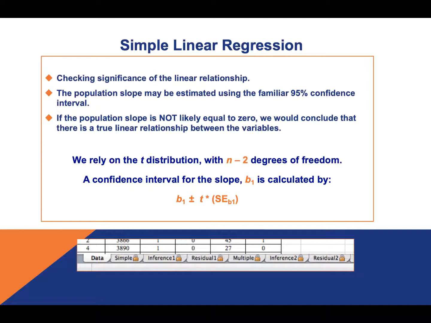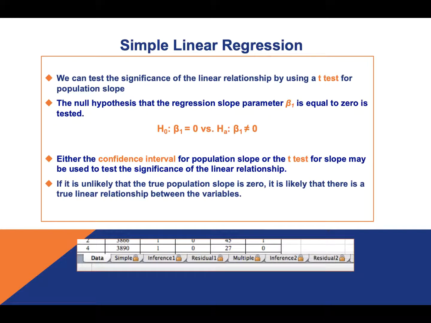If the population slope is not likely equal to 0, we would conclude that there is a true slope, or in other words, a true linear relationship between the two variables. We rely on the t-distribution once again with n-2 degrees of freedom. And we can see that our confidence interval is calculated as our sample slope plus or minus the appropriate margin of error.